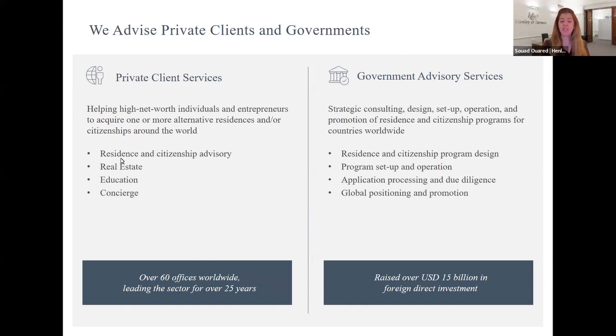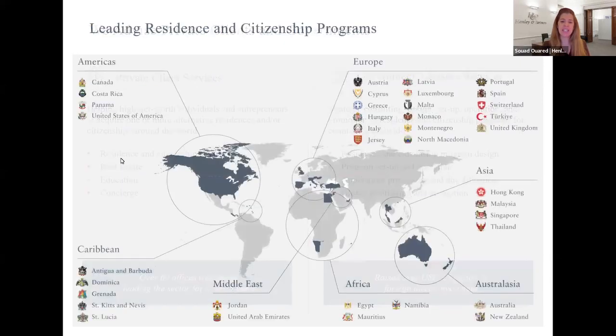And we have the concierge service, where you can have many other very nice services to enhance your lifestyle. In addition to that, Henley & Partners has two different divisions. There is the division of private clients, which we just mentioned, but we also have the division of government advisory, meaning that when governments want to create their own migration by investment program, we help them to do so. This is just to give you an idea of the expertise that we have in that field. And so far, we have facilitated more than 15 billion USD in foreign direct investments.